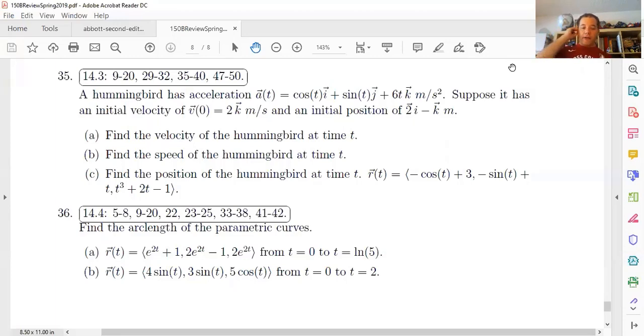Okay, so part A is find the velocity at time t. Part B is find the speed. And part C is find the position of the hummingbird at time t.